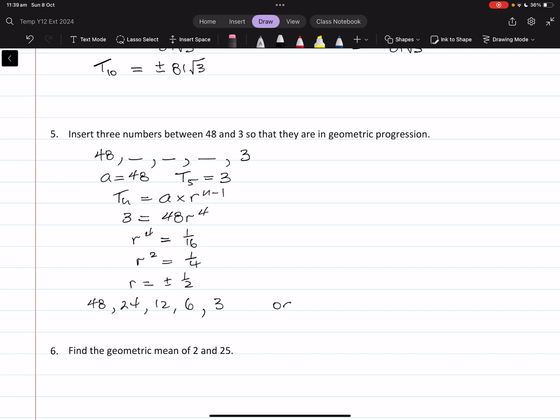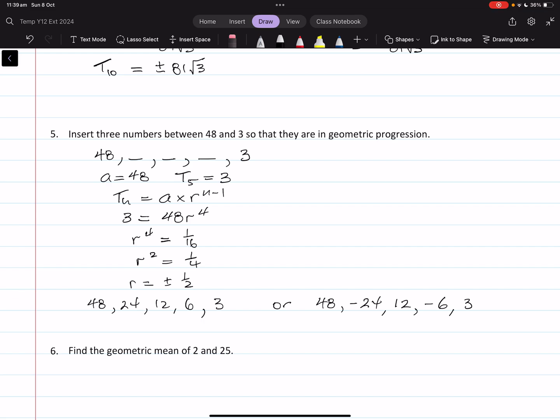Or if r was negative a half, let's start again, 48, multiplied by negative a half. The next term would be minus 24. Times that by negative a half, positive 12. Times that by negative a half, negative 6. Times that by negative a half, positive 3. So that's an alternating sequence.